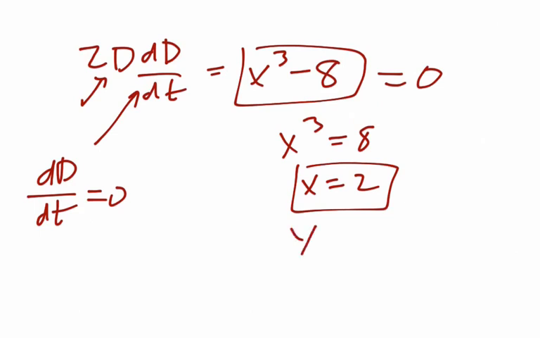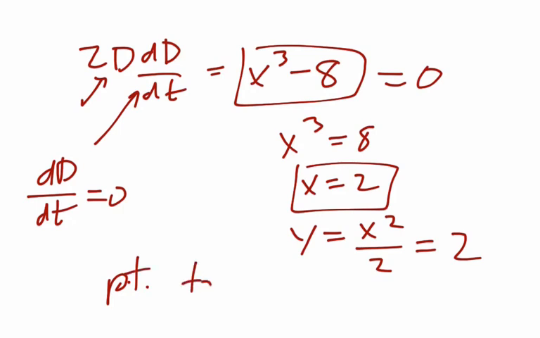Let's find the y value. Well, y was x² over 2. And if I do this, I'm going to get y equals 2. So the point that's closest to (4, 1) is going to be (2, 2). And that's it.